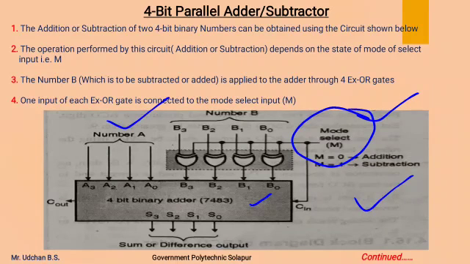This is the number A. Number A and number B are going to be added, or the subtraction operation is to be performed, and the result of addition or subtraction, that is sum or difference, we will get at these outputs S0, S1, S2, S3. Cout is the final carry output. Now here we can observe that the carry input is connected to the mode select terminal and the second input of each XOR gate. That is, carry input and mode select input are shorted together.